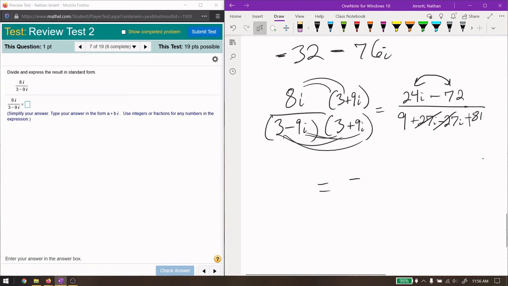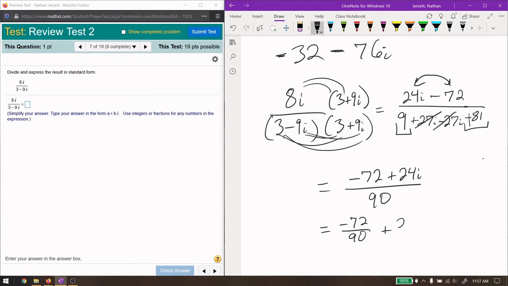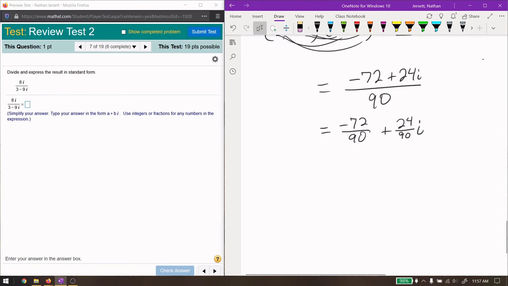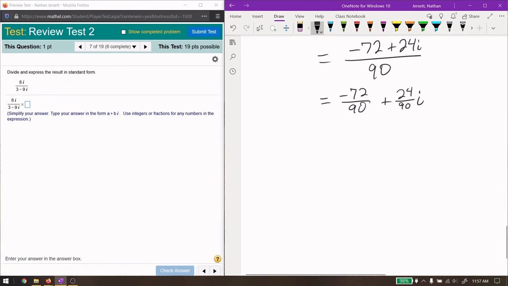So I'm going to write it as negative 72 plus 24i. And then combine like terms in the denominator, which is 9 plus 81. It's going to be 90. Now I can write it like this: negative 72 over 90 plus 24 over 90i. Now all I have to do is simplify this.